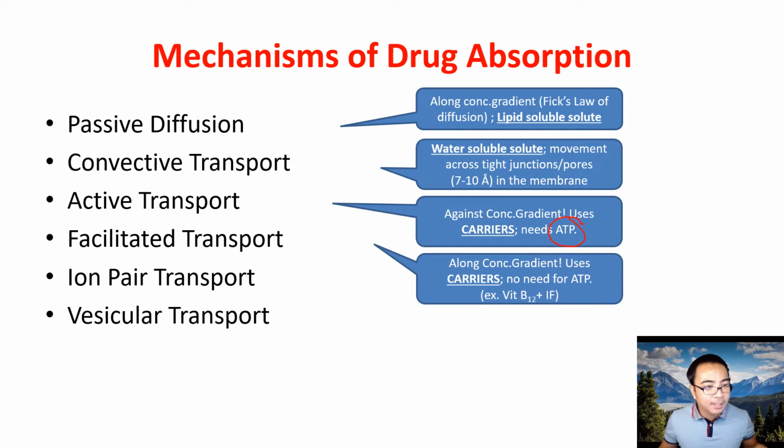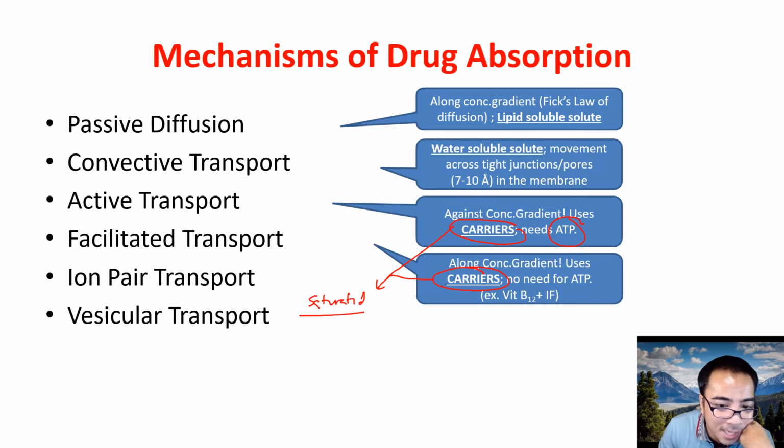What about, class, facilitated transport? Facilitated transport, on the other hand, similar to diffusion, okay, where it also goes with the concentration gradient. Now, the difference lang kasi, class, between facilitated transport and diffusion is that there's the presence of carriers. Same goes, class, with active transport mechanism. Okay? Both active and facilitated transport mechanism require the presence of a carrier. Now, because this mechanism utilizes a carrier, class, okay, the carrier can be saturated.